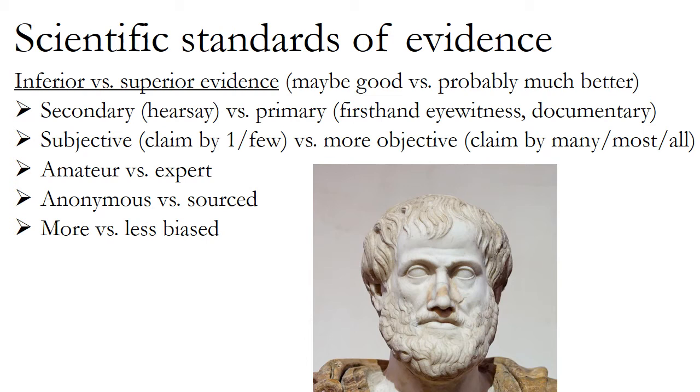W-E-I-G-H, all of these things, right? Because any piece of evidence we're going to analyze on all of these different axes of secondary versus primary, subjective versus objective, amateur versus expert, anonymous versus sourced, more biased versus less biased. And there's more. Unreliable versus reliable, right? If a source is historically unreliable, right?